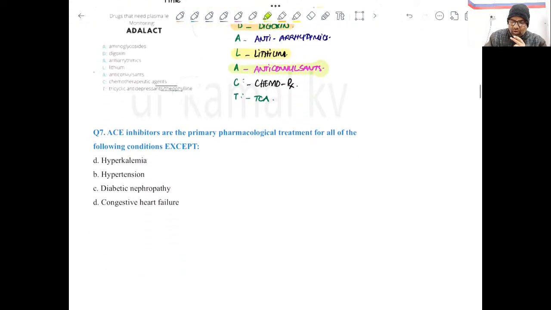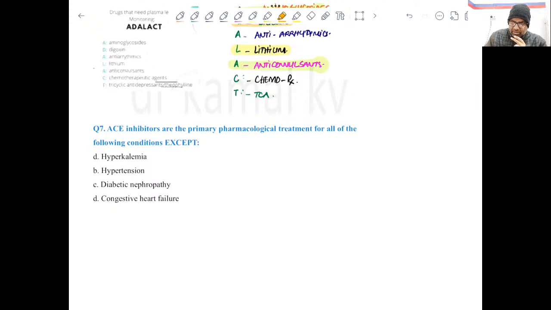Clear? Then moving forward, ACE inhibitors are treatment of choice for all except. Now, they can be used in CCF, congestive cardiac failure. They can be used in diabetic nephropathy, which develops because of hypertension, right? ACE inhibitor should never be used in hyperkalemia. Clear? ACE inhibitors should never be used in hyperkalemia because they have the tendency to cause hyperkalemia. So if you give the drug already in a patient who is having hyperkalemia, there will be fatal hyperkalemia.